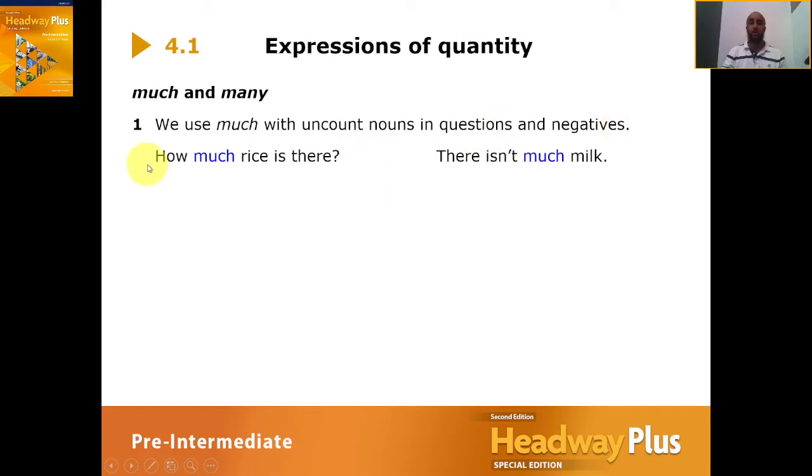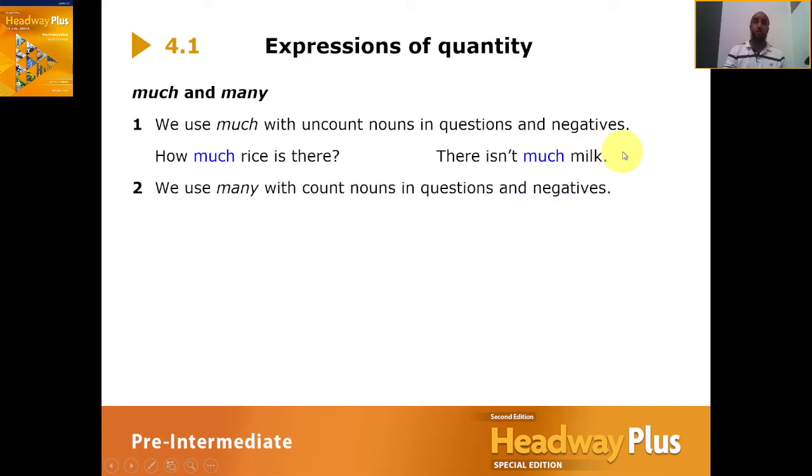Let's have a look. Here we have a question: how much rice? If you notice, the noun we're using is rice, and rice is uncountable. You can only use much with rice. And the verb is also singular, is. How much rice is there? And in the negative, again we use the singular verb is. There isn't much milk. Good.